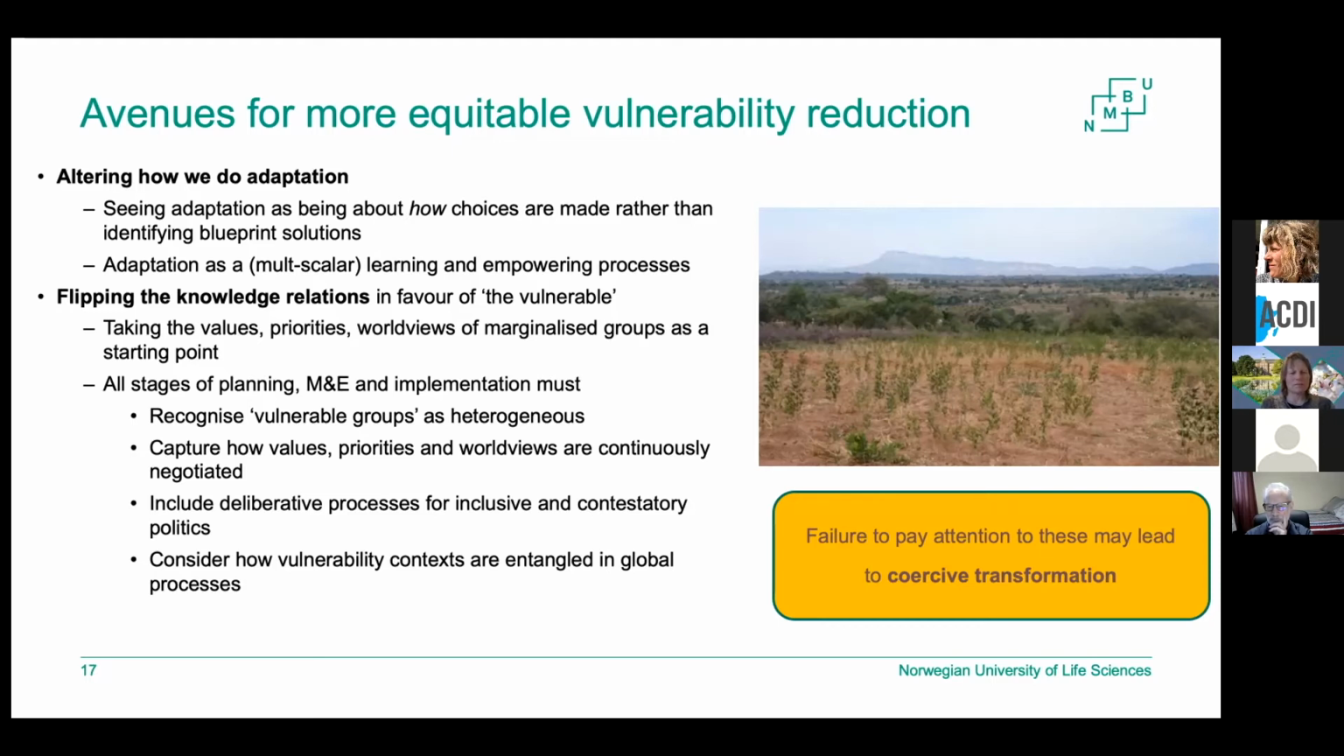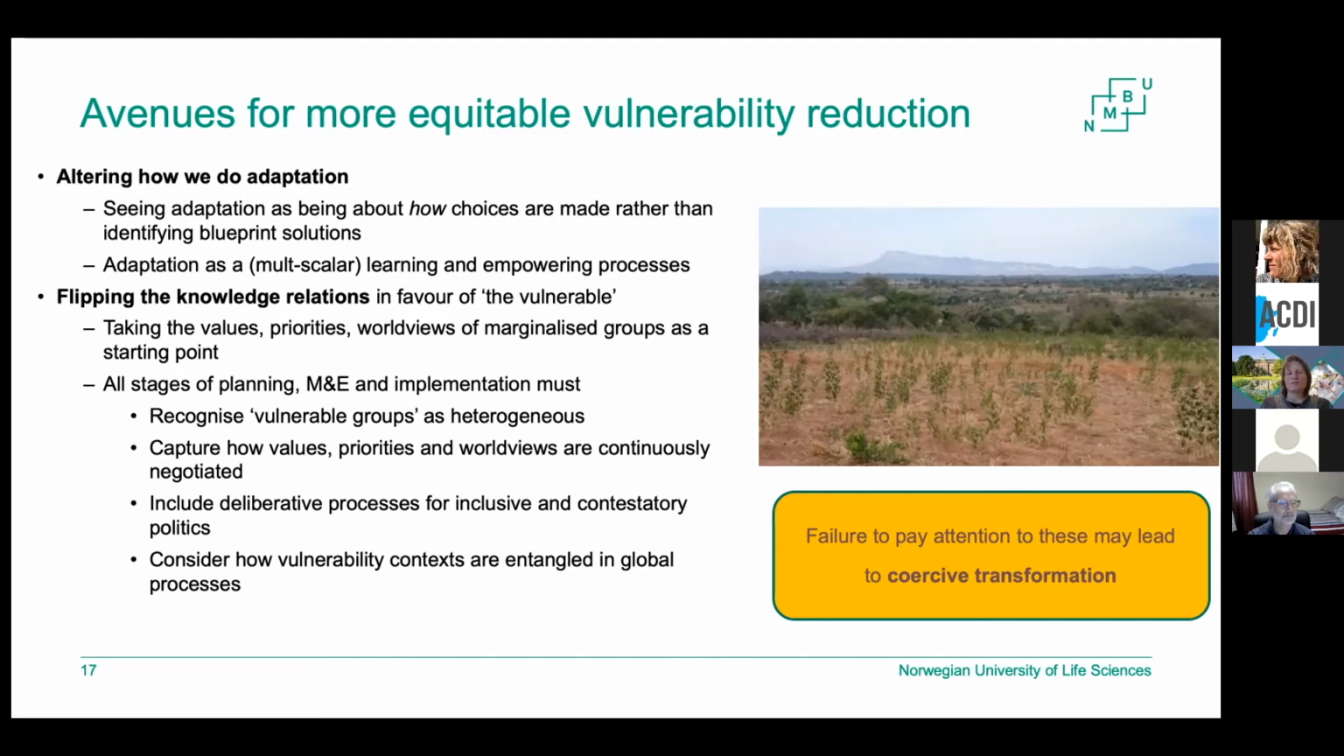So what does altering how we do adaptation mean? So one, it's about seeing adaptation being about how choices are made rather than identifying blueprint solutions. So that's why I'm, as a starting point, a little bit nervous about a Norwegian strategy already defining 4 or 5 solutions. But in case there are any other Norwegians here, I also see how it's necessary to anchor something empirically or practically, adaptation not just being about anything, and that you do need some entry points, but it's about how you do it. Maybe it's about how you do the climate services, about how you do the nature-based solution, rather than saying, nature-based solution will always be good.